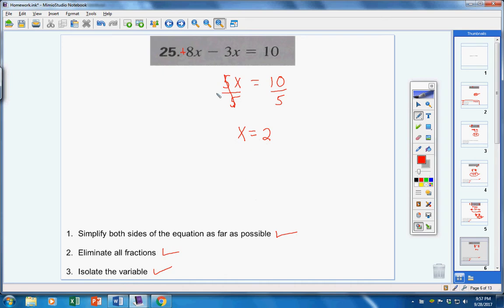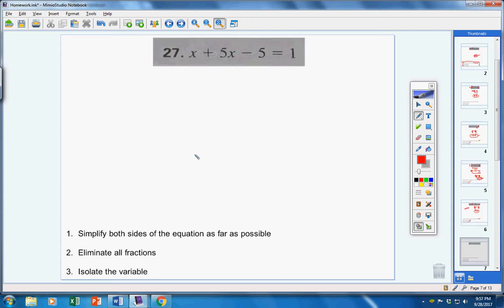So where the x is, I will put a 2 and a 2, and let's see if our answer checks. This is 16 minus 6, and we know that 16 minus 6 does equal 10. Moving on to number 27.